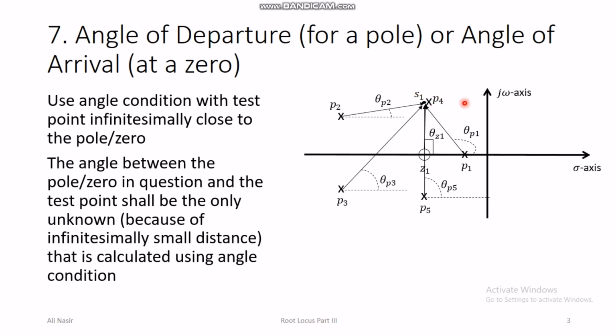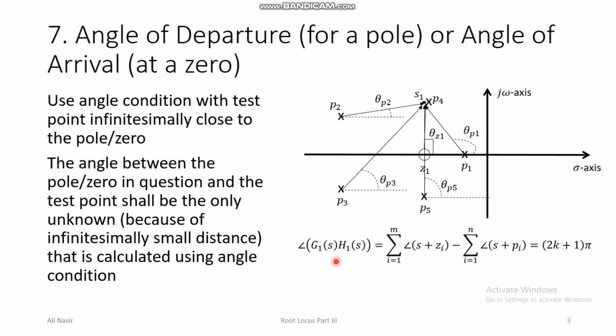Here in the diagram, you may say that S1 is on the left side of P4, but this is just to show you that S1 is there. But in theory, S1 is so close to this pole that we don't know in which direction it is. So the angle of P4 to S1, that is unknown, and that we will find using the angle condition.